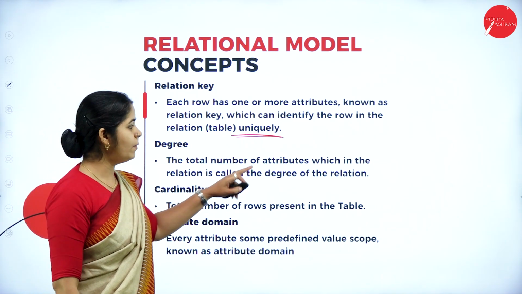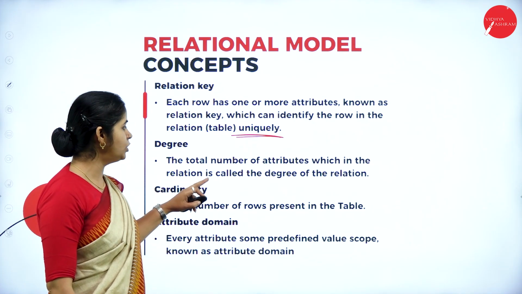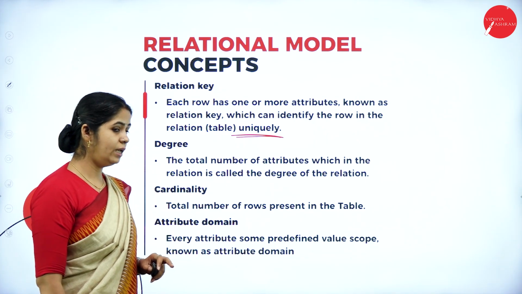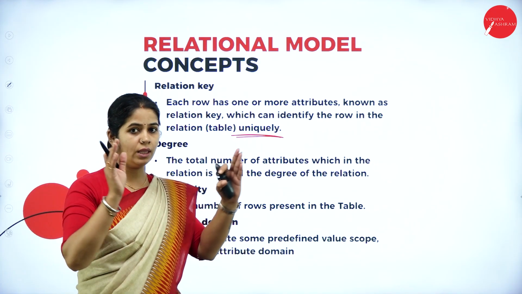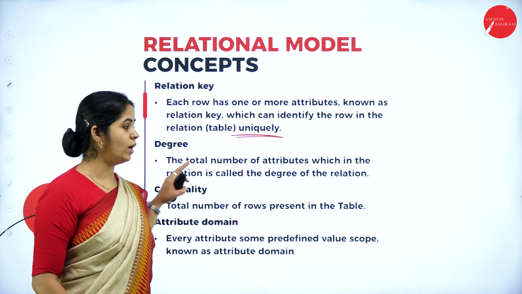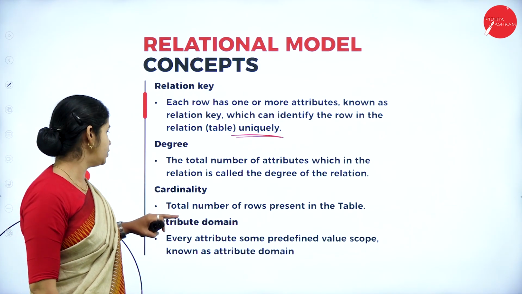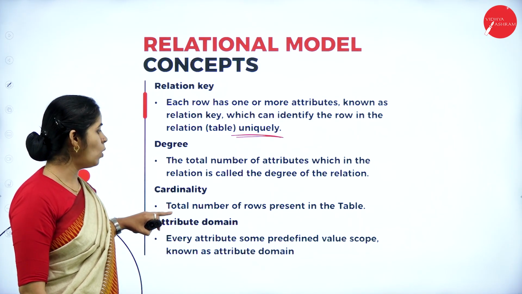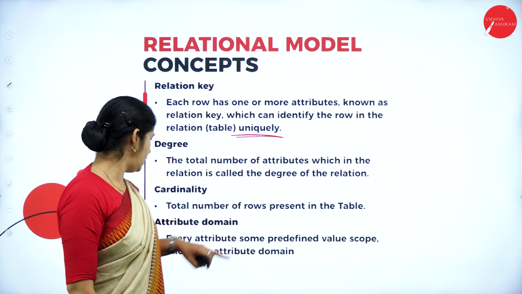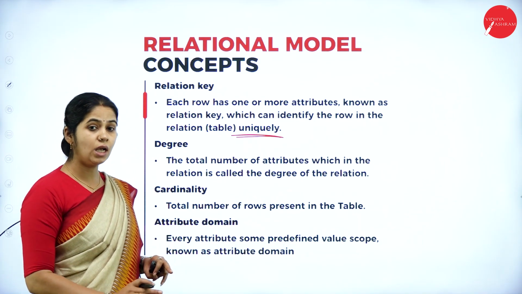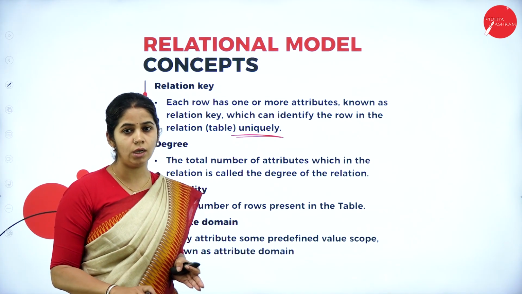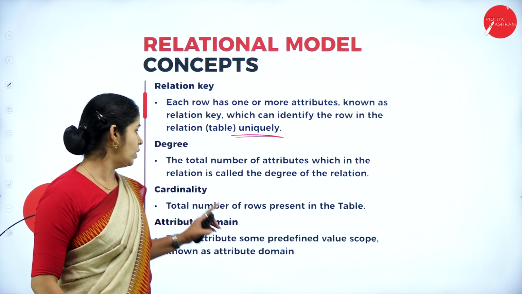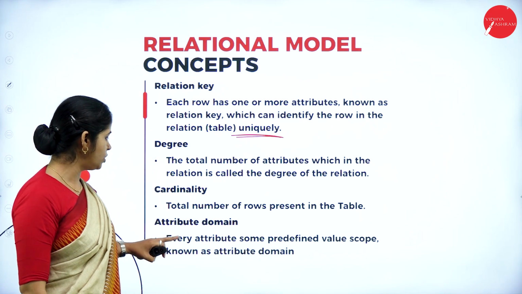Degree: the total number of attributes in the relation is called the degree of the relation. How many attributes we have in that particular table, that is called the degree of the relation. And cardinality: the total number of rows present in the table is called cardinality. Number of rows, how many values we have inserted into the table, that is called the cardinality of the relation.